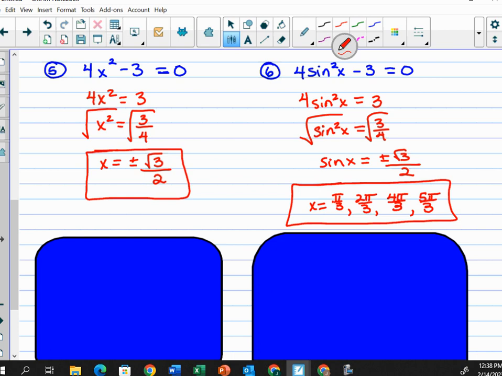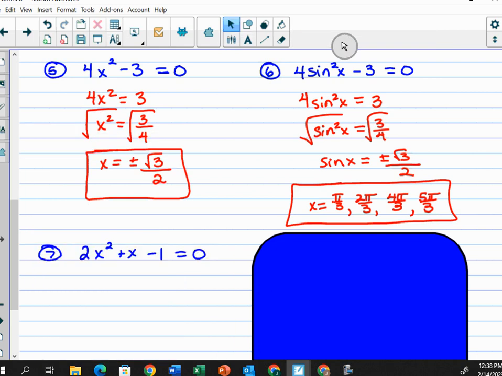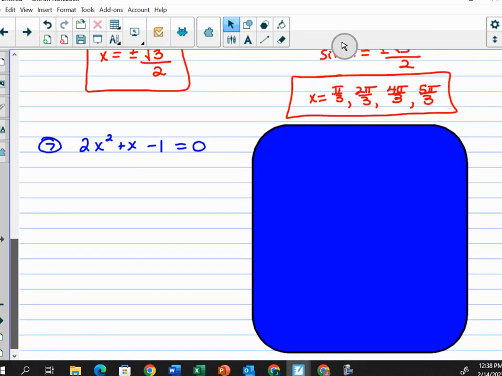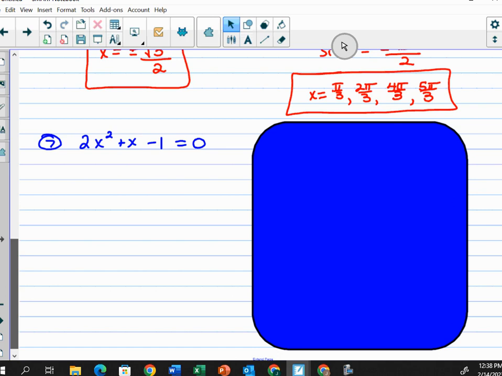Getting there? No, because that would be pi, and that's not where sine equals root 3 over 2. Oh, factor. I can already tell. Good job.